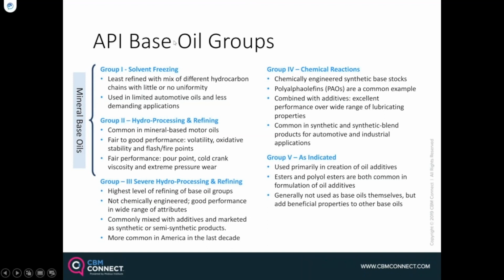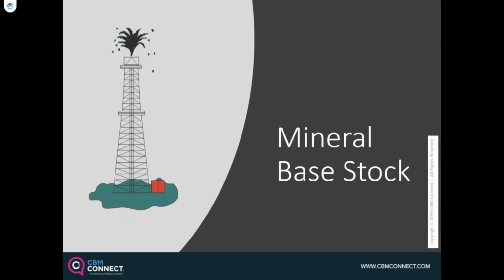Group 4, as we talked about earlier, is polyalpha olefin. That is a synthetic base stock combined with different additives. It gives outstanding performance over a wide range of lubricating products. And Group 5, as you know, is where everything else falls. Just a little bit of the base oils and what some of the differences are.